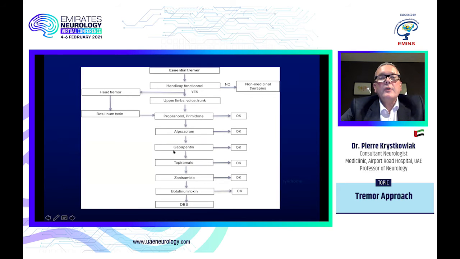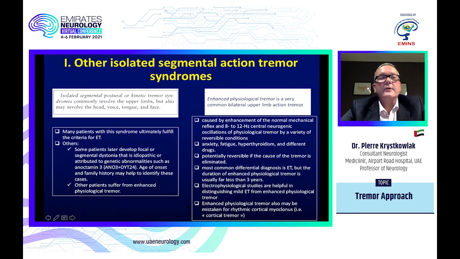So here I'm going to go quick on this because this is not the purpose of the talk, but here is all the treatments you can use in essential tremor, with the drugs, of course, with also botulinum toxin, not only in head tremor, but also in hand tremor. We have published a case study last year on this topic, and of course, the brain stimulation.